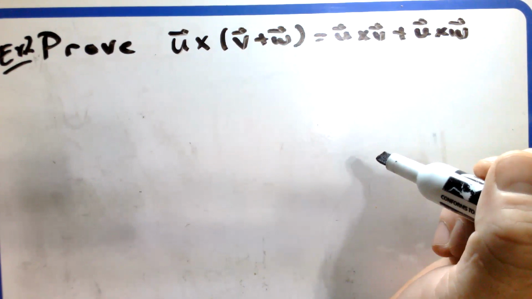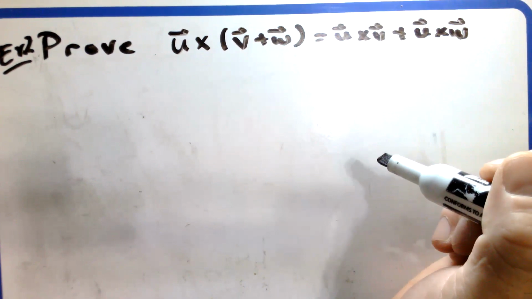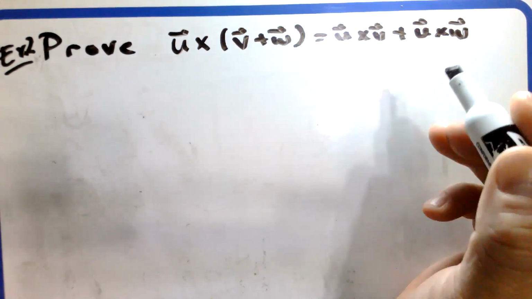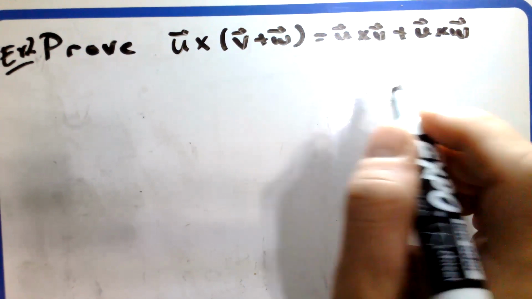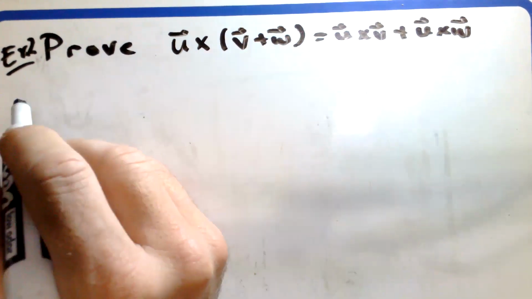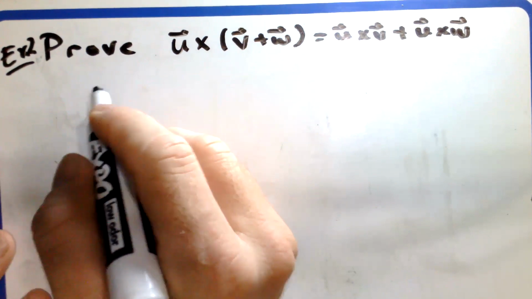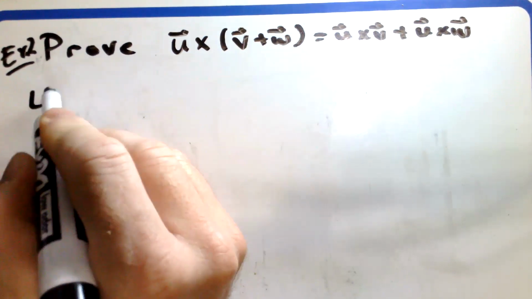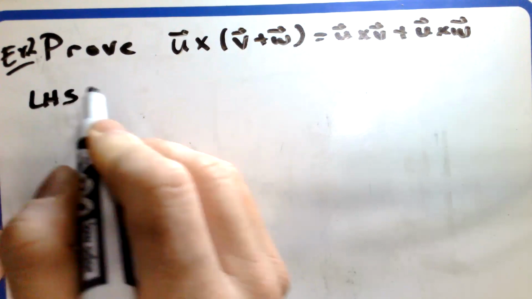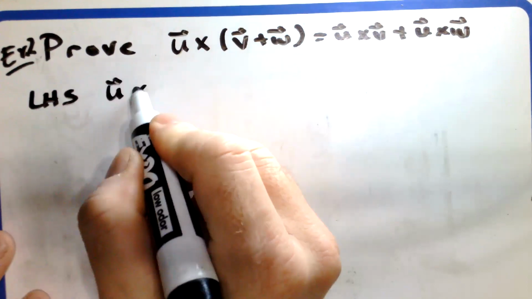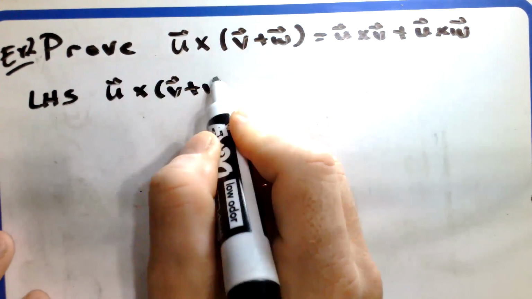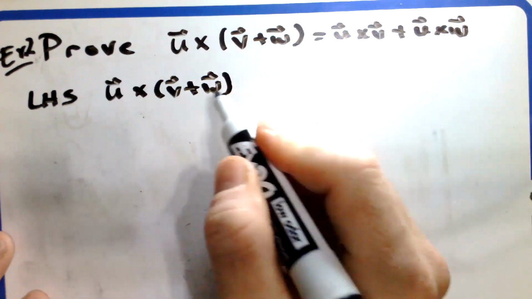I'm going to leave this as an exercise for in class. But what I will suggest is kind of a sketch of how to go about proving it. And so we kind of want to treat this as like two things and show that the two things are equal. So you have the left-hand side, which is U cross V plus W.